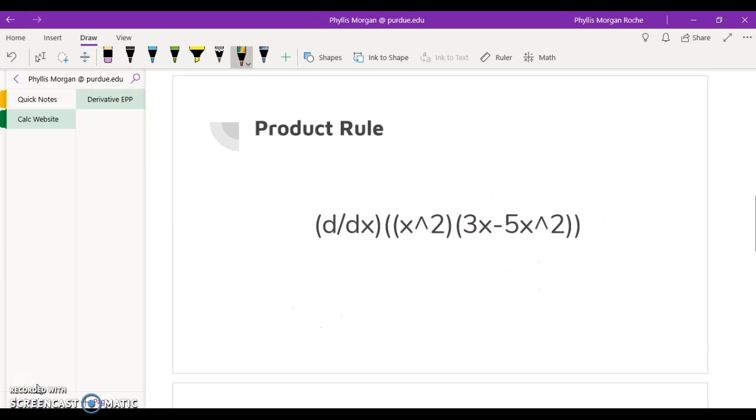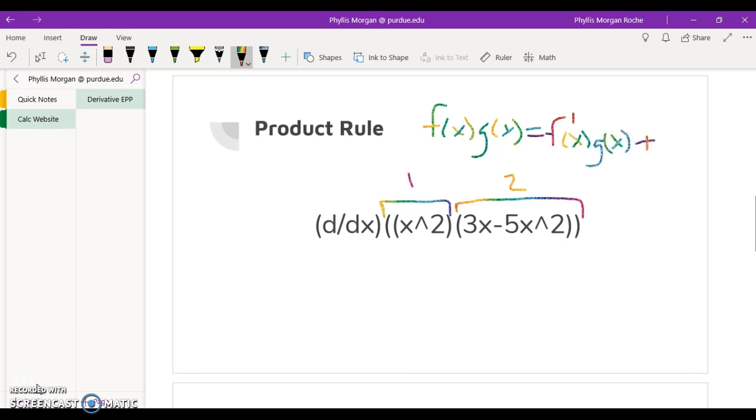Next problem consists of the product rule. Here we also have 2 components. And if you remember the product rule, it is f of x times g of x, and the derivative of that is f prime of x times g of x plus g prime of x times f of x. So we're going to say that f of x is 1 and g of x is 2.